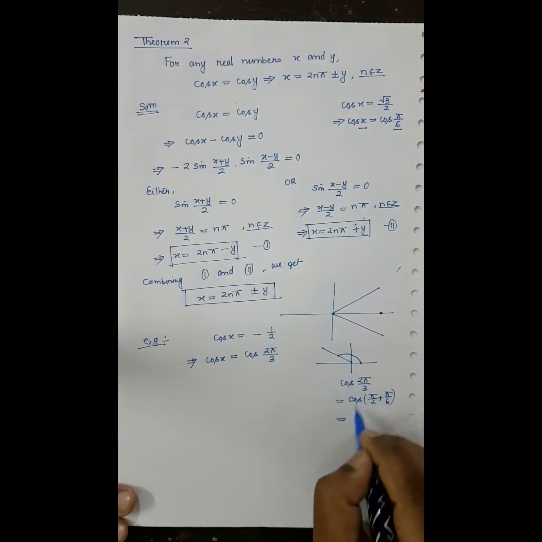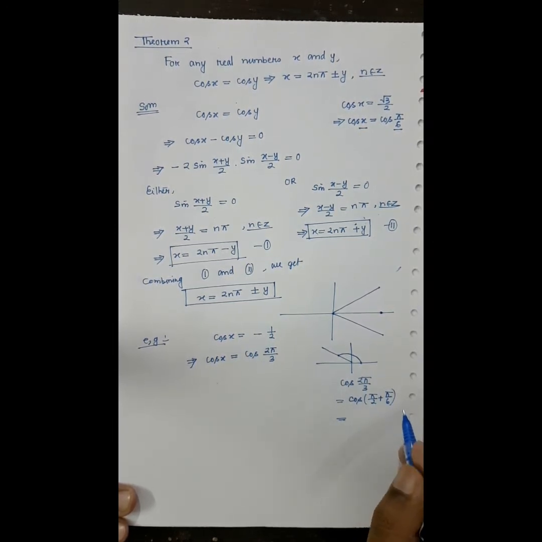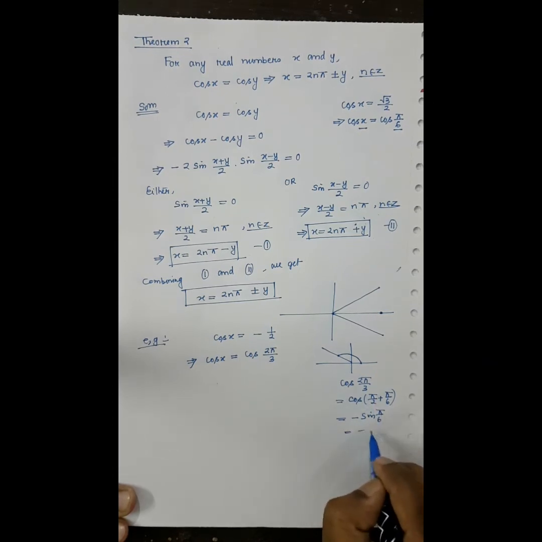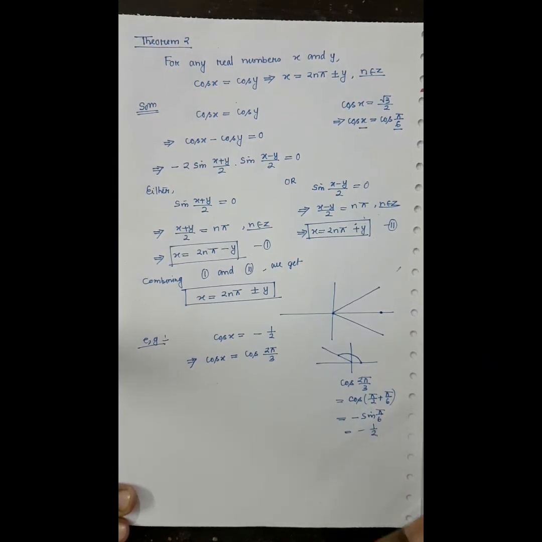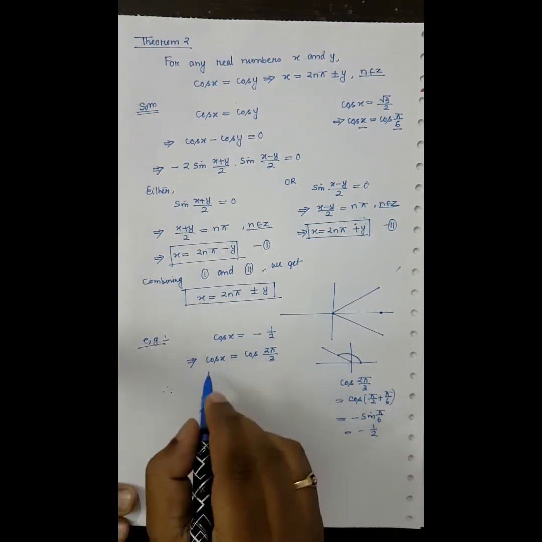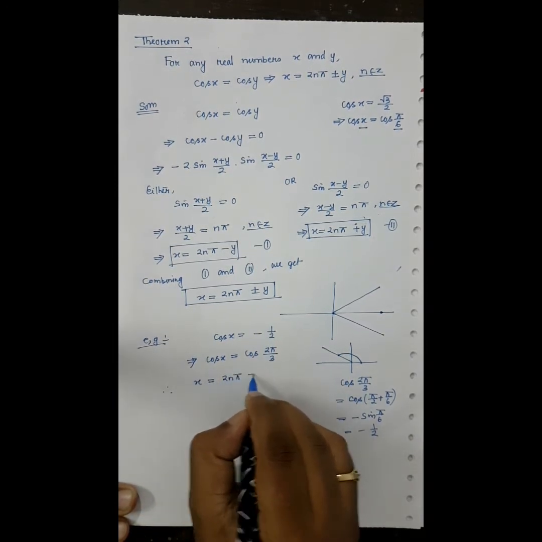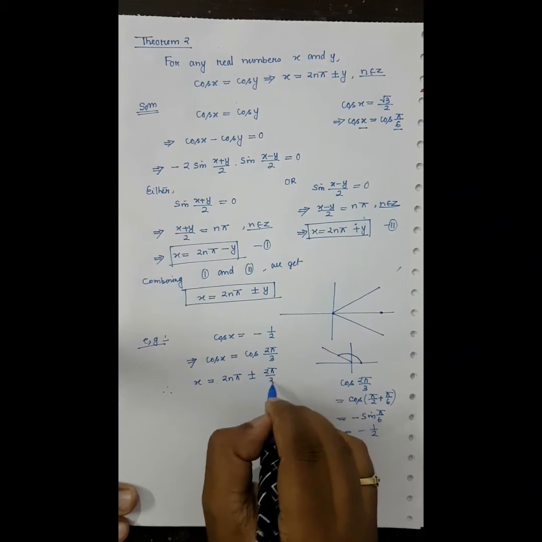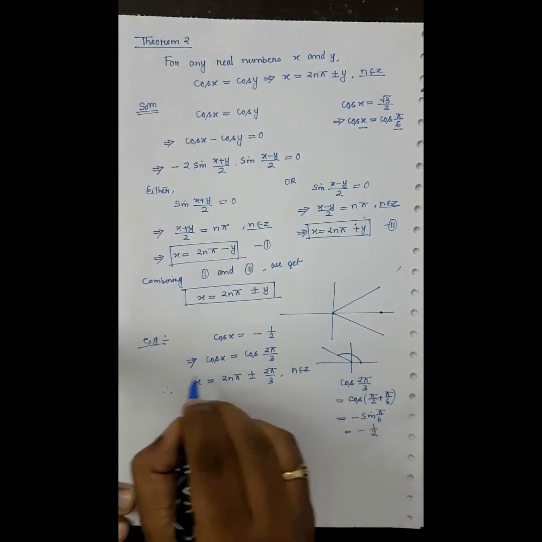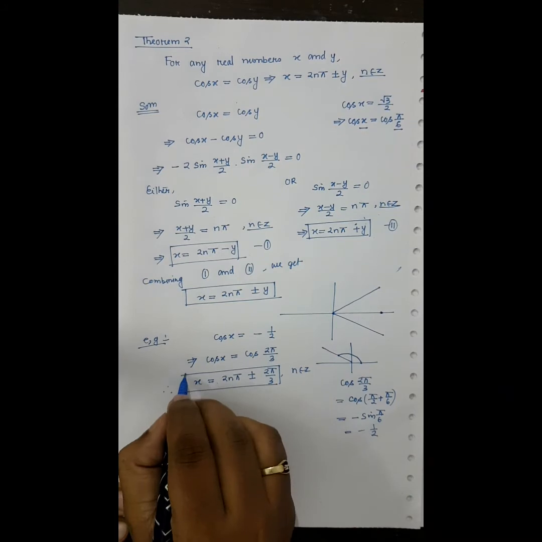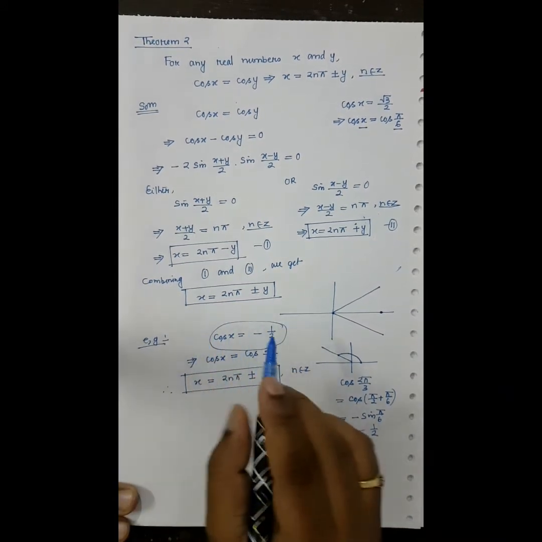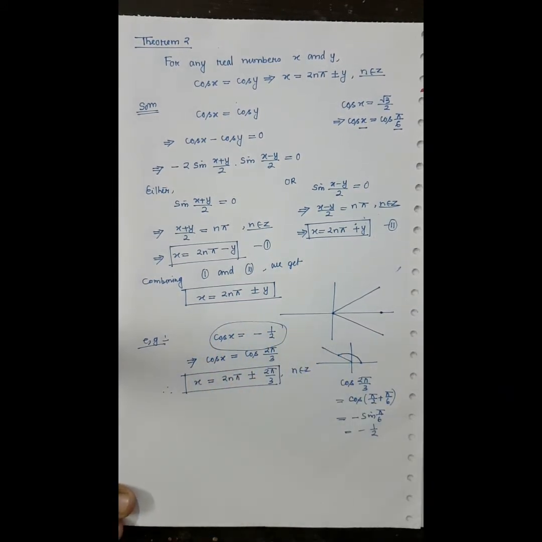So we know that cos theta is negative in second quadrant. So it is minus of sine pi by 6. This is 90 into 1. So it is minus of half. So in second quadrant, the value of cos x is negative. So now if I apply this formula, it will be x equal to 2n pi plus minus twice pi by 3, where n belongs to Z. This is your general solution for this trigonometric equation, right? This is theorem number 2.